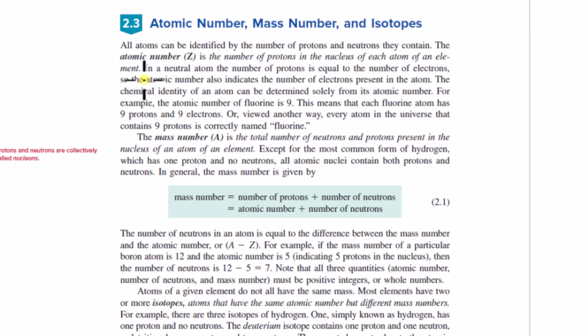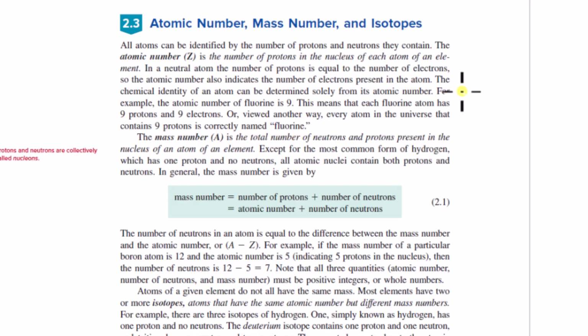In a neutral atom, the number of protons is equal to the number of electrons. So the atomic number also indicates the number of electrons present in the atom. The chemical identity of an atom can be determined solely from its atomic number. For example, the atomic number of fluorine is 9. This means that each fluorine atom has 9 protons and 9 electrons. Or viewed another way, every atom in the universe that contains 9 protons is correctly named fluorine.